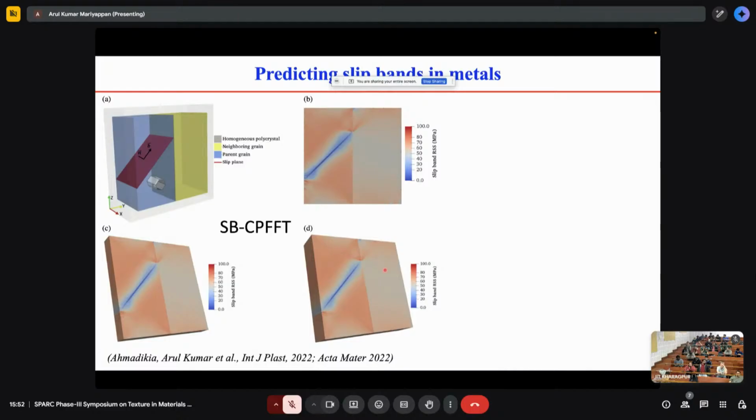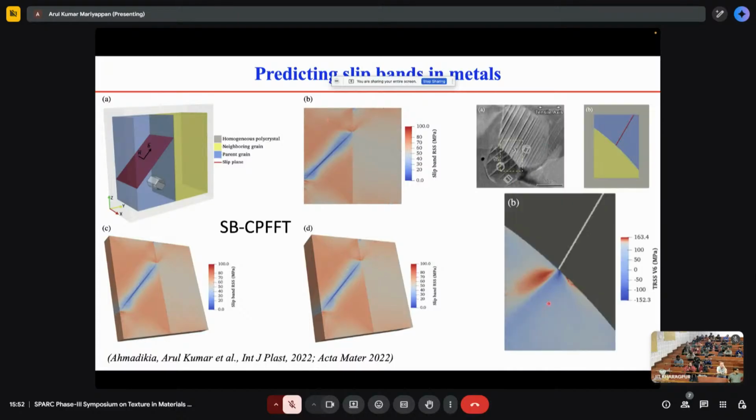slip bands in materials. So we have used the crystallography-based Fourier transform to predict these slip band formations in materials. In addition to the formation, we have quantified what kind of micromechanical stress and strain fields may develop in the vicinity of slip bands, which is really important because these stress fields are going to govern the continuing slip banding, or can act as a potential stress field for crack initiation.